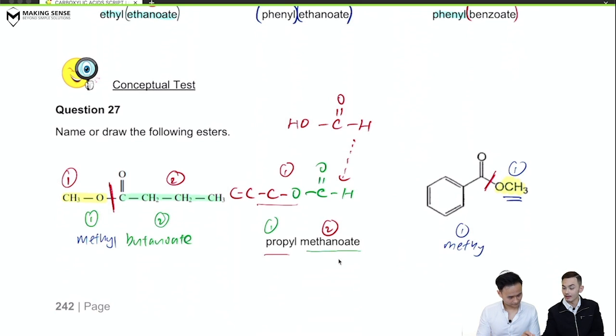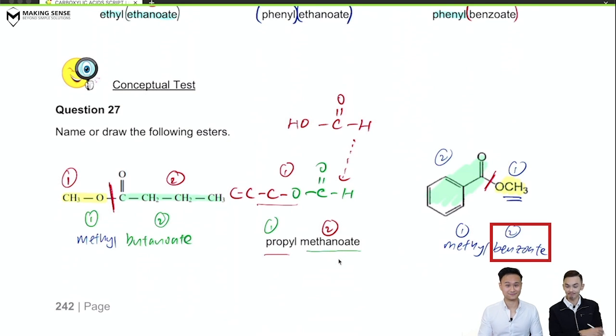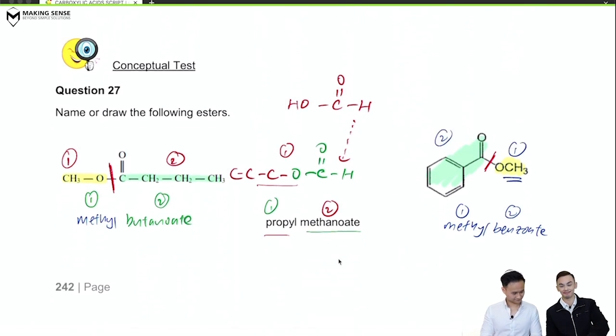And then on the left-hand side, this is the second thing that we will name. And this time round, you see the backbone that comes from? I see a benzene ring connected to a C double bond O, so probably came from benzoic acid. So we call this benzoate. Yep, we're just going to change a little bit, and we call this a methyl benzoate. Perfect, that's it. That's the naming process.